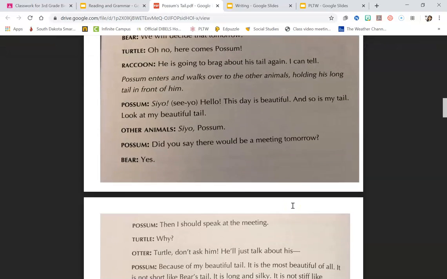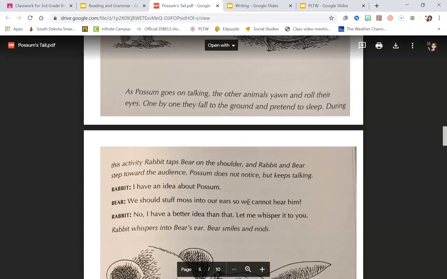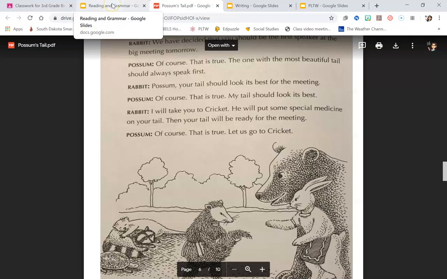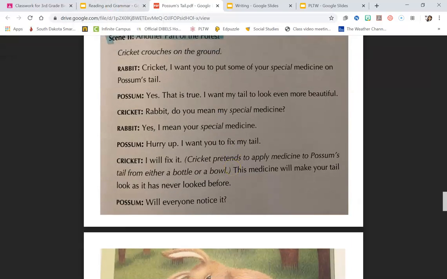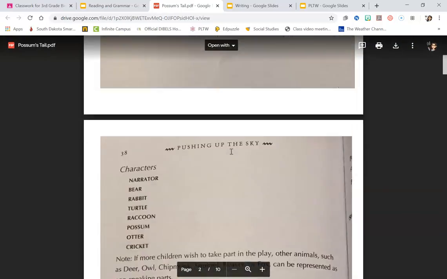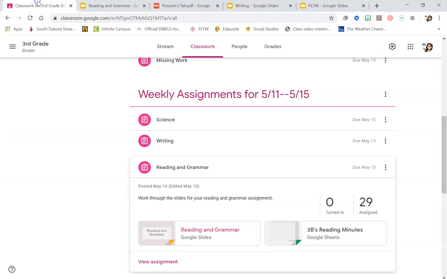I want you to read through this on your own. Think about what character you want to be, and then join us at 1 o'clock. Some of you will get speaking parts to practice or perform the play, and some of you will just have listening parts if you want. Your only assignment for reading today is to read through it this morning before 1 o'clock, if you have time, if you're able, and then read the play with us at 1 o'clock on our Google Meet. And that is it for your reading assignment.